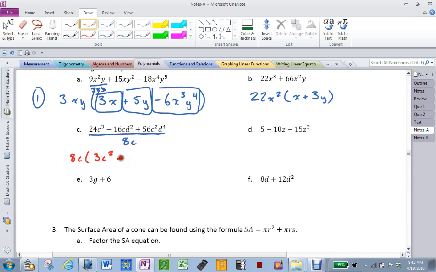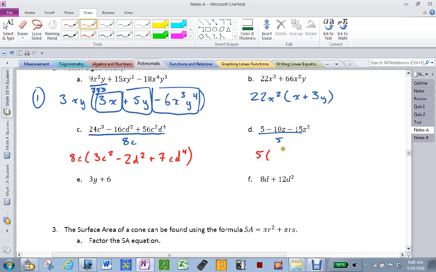3C squared minus 2D squared plus 7CD to the 4th. Common factor here? 5. Any letters? No. So 5 comes out.